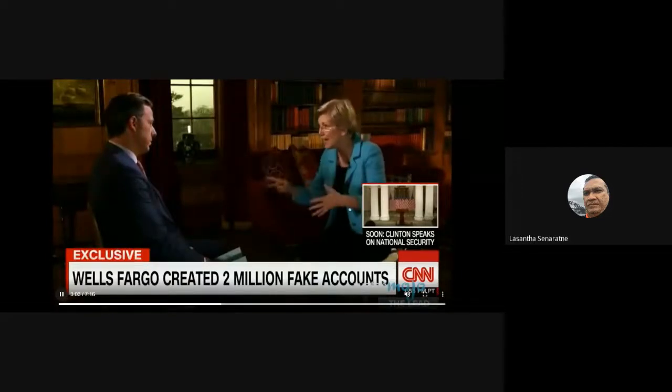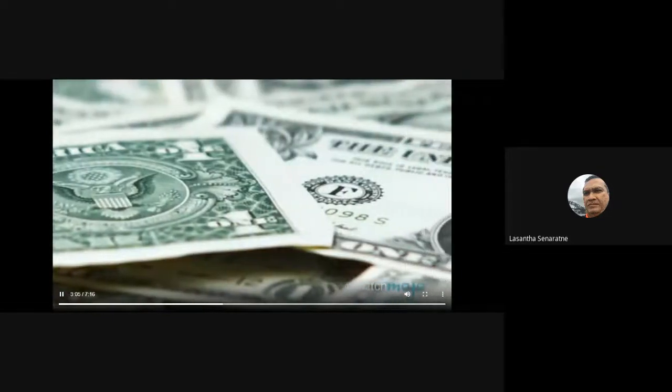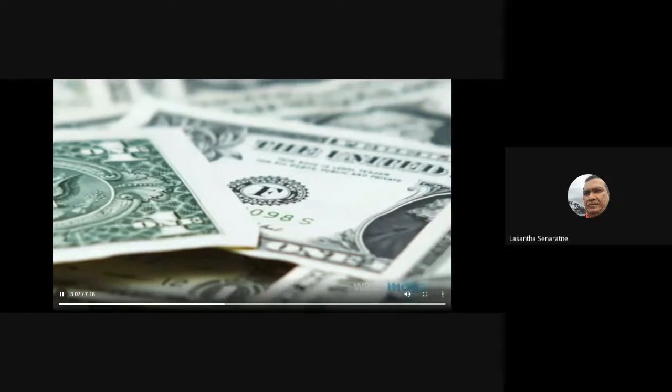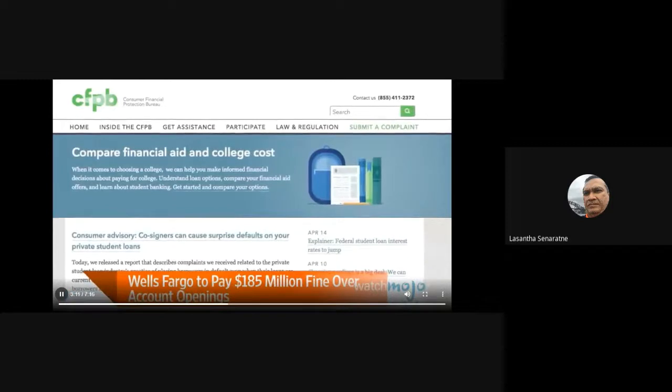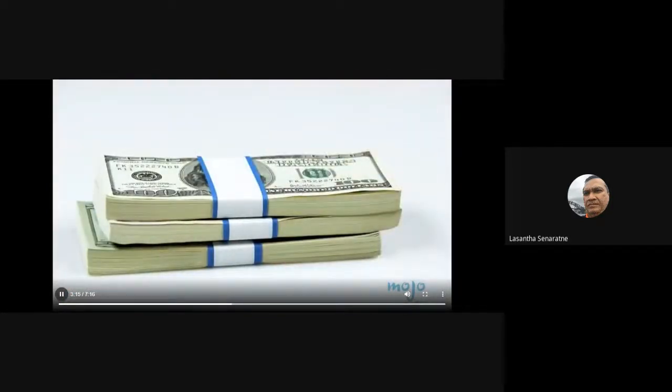The bank has been hit with $185 million in fines, $100 million of which goes to the Consumer Financial Protection Bureau Civil Penalty Fund, and it's been ordered to pay a further $5 million as compensation to the customers affected.